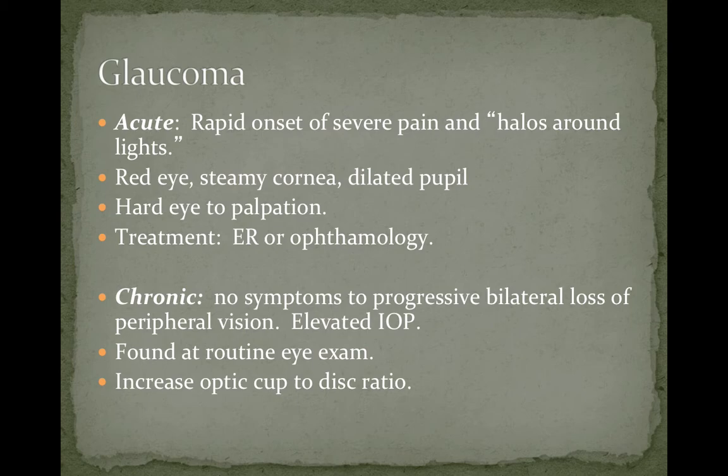This is as opposed to chronic glaucoma, which is more of a chronic disease. Typically, patients will come in and they don't have any symptoms, but if it's left untreated, they have progressive bilateral loss of peripheral vision and an elevated intraocular pressure. Typically, patients are found to have chronic glaucoma on a routine eye exam when they have their eye pressure tested. This is why, from a preventative standpoint, we have everybody go to an eye doctor and have an actual screening eye exam.